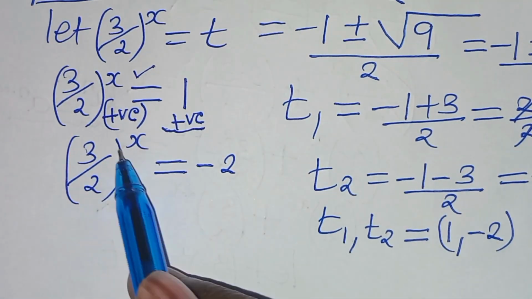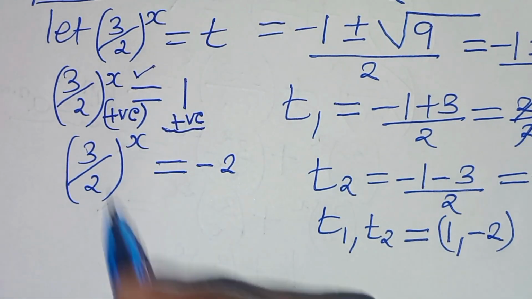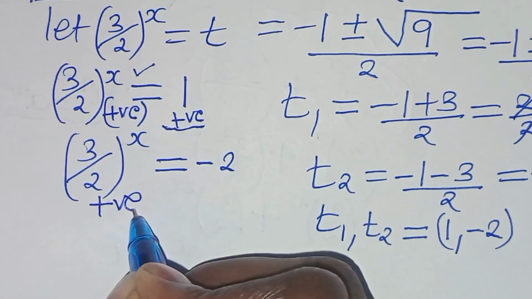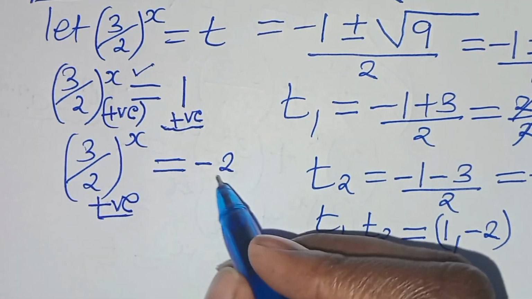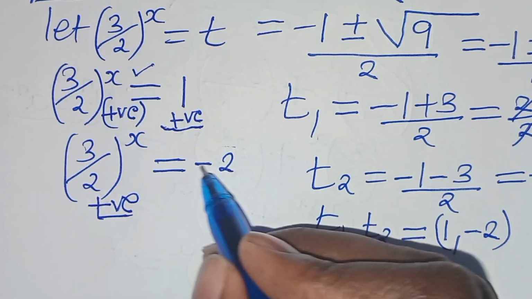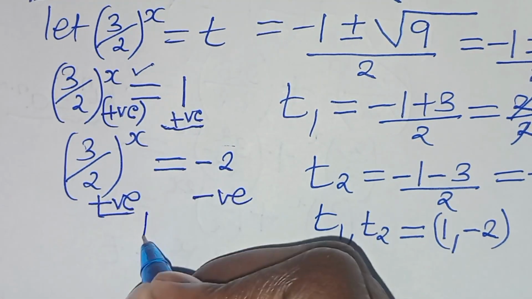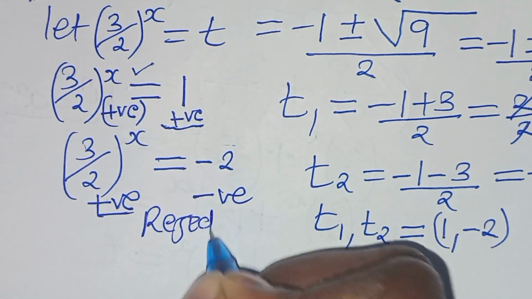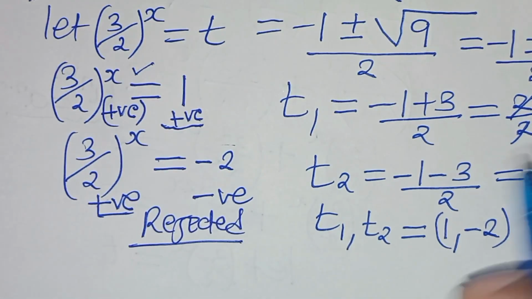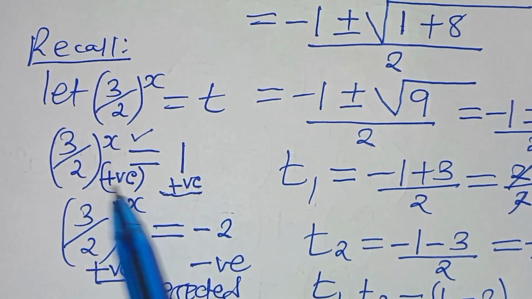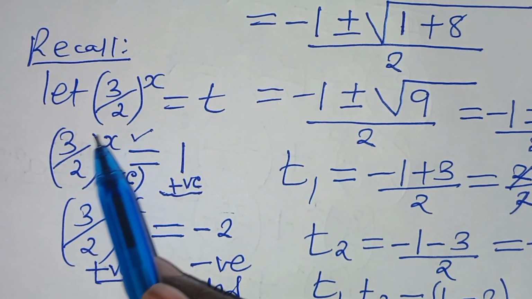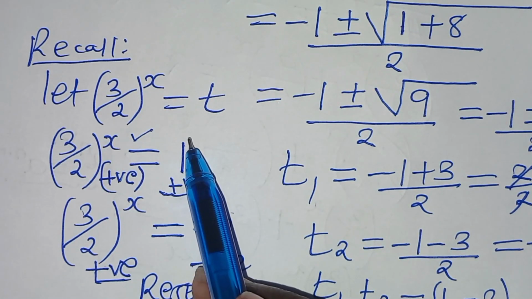The second part here, 3 over 2 raised to power x, this is positive. But you find that we have on the right hand side negative. So this implies that this part is rejected. So let's proceed with this particular part here, that is 3 over 2 raised to power x, this is equal to 1.